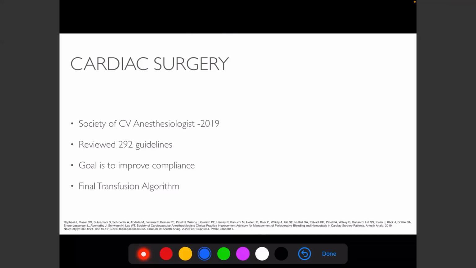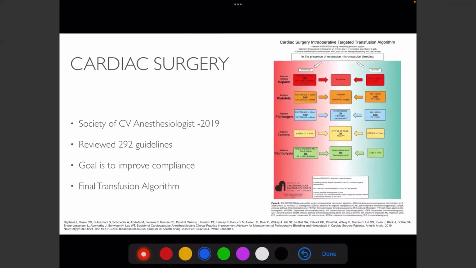And the result was they had this nice algorithm that is one of the cleaner ones that didn't show up very well. But I'll send this out. So it basically says, if you're using Rotem, it's this column. If you're using TAG, it's this column. And here are your values on this side, and you give this in the middle. So it's very easy, very clean. It makes it really easy to use. And this was based on reviewing 292 other algorithms. So it's a pretty good thing to have.